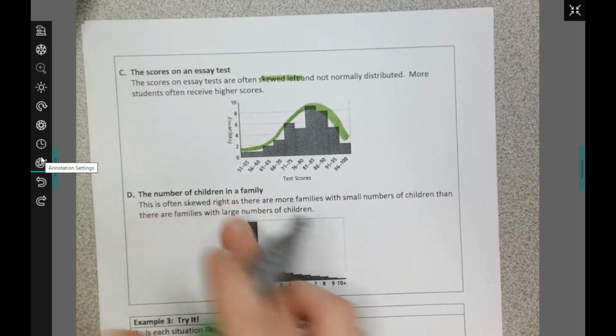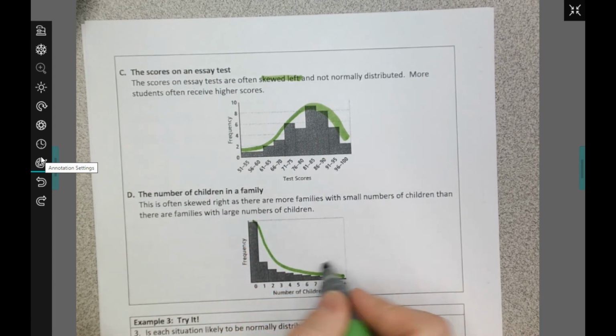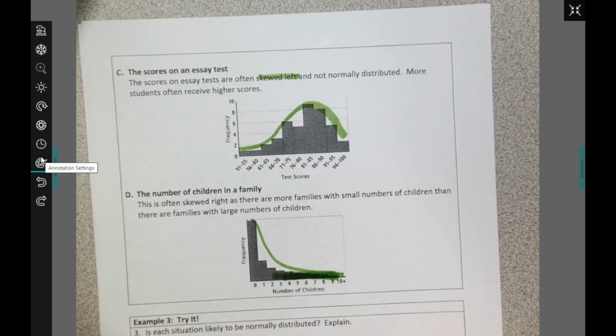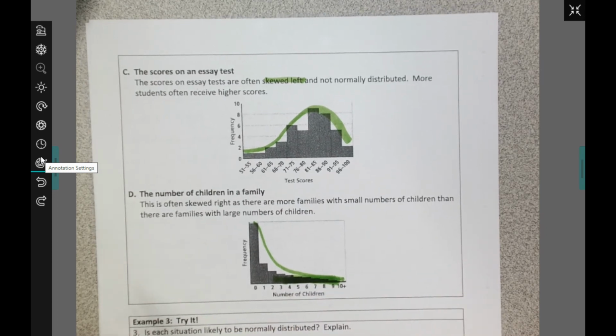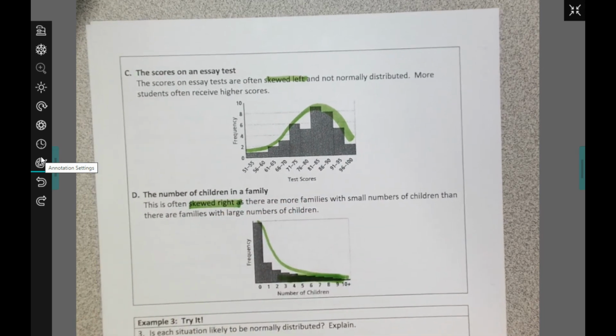D, number of children in a family. Okay, so if I were to draw my curve in here, obviously you have a low end on the right-hand side. So since it's not symmetrical and you have a low end on the right, we would consider this to be skewed right.